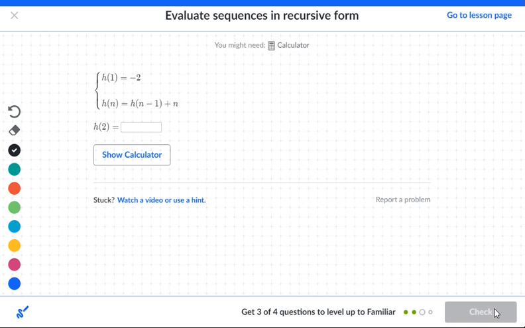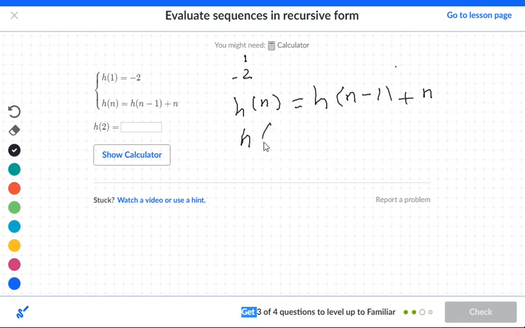Okay, next question, we have h of 1. We start off with 1 being a negative 2. Now this is a weird one here in that these are all n's, so we want to find what 2 is. So let's take this notation here, this h of n is equal to h of n minus 1 plus n. And let's write this better here. So let's write this as a negative 1.